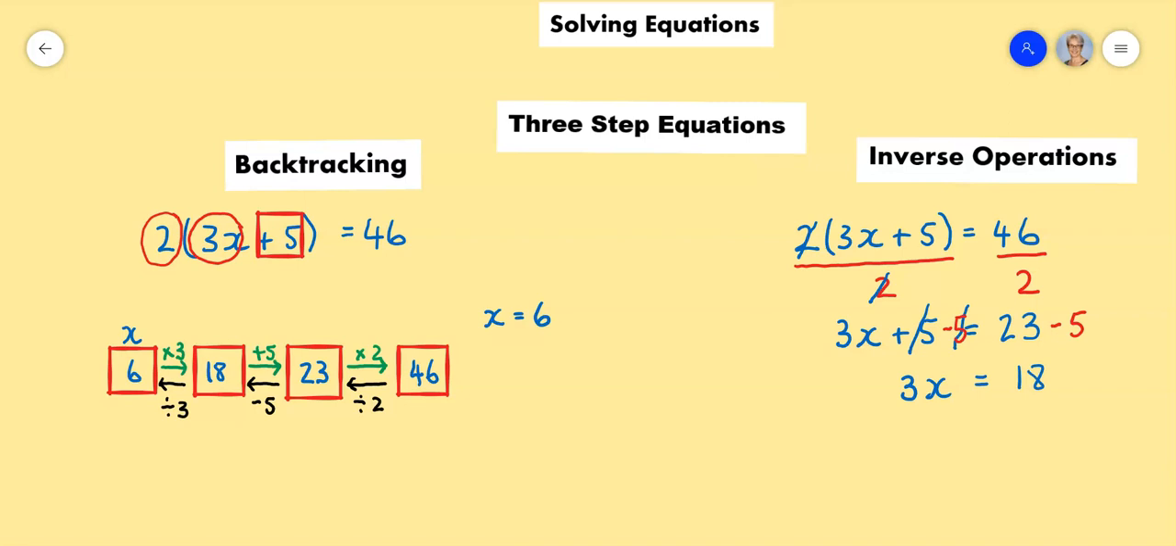Finally, we had to divide by 3. So we're going to divide both sides of the equation by 3. Times 3 and divided by 3 will cancel out. So we are left with x is equal to 18 divided by 3, which is 6. The same answer that we got when we were backtracking. I hope this helps you for solving 3-step equations.